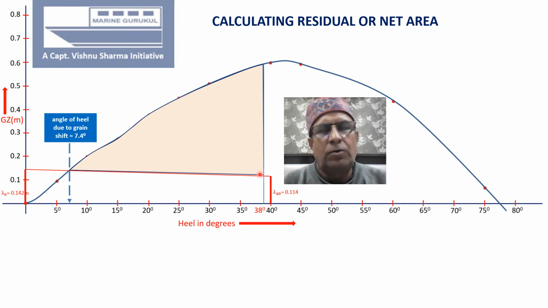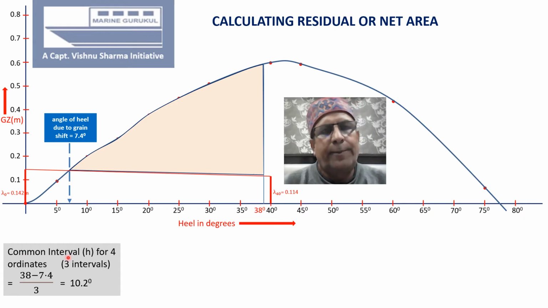In Simpson's rule 2, we have minimum 4 ordinates or 3 intervals over this span from 38 degrees to 7.4 degrees. Now, what will be the common interval? There will be 3 intervals over what range? Over 38 minus 7.4 by 3. That means each common interval shall be 10.2 degrees.